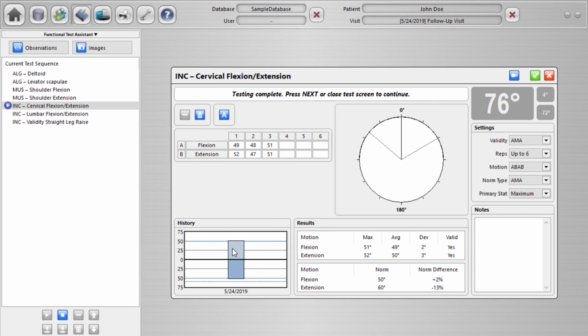So think about that. Think about the differentiation that objective data can have for a clinic versus a clinic that doesn't have it. Help yourself to stand out among the crowd.